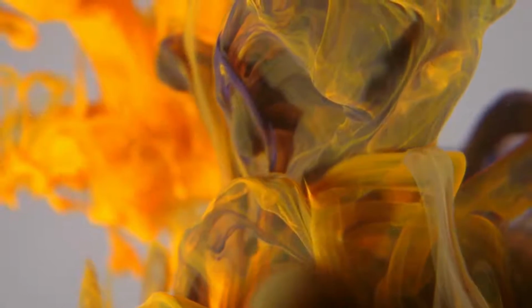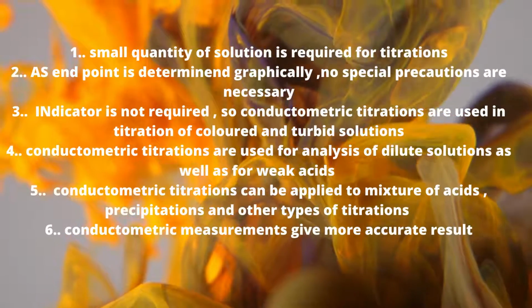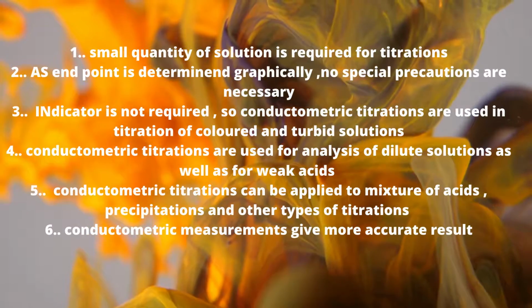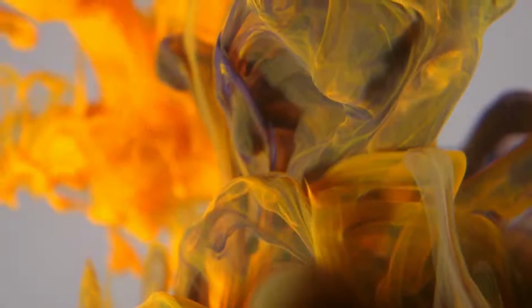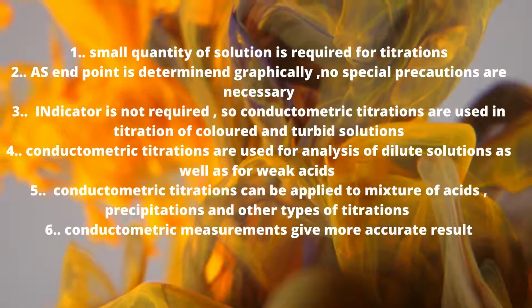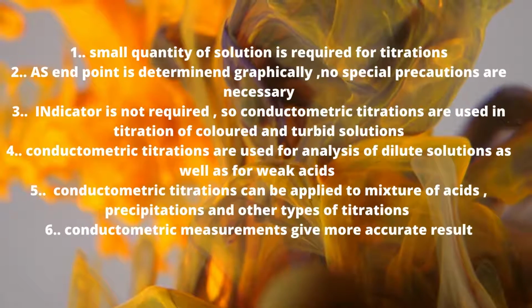And number 5, conductometric titration can be applied to mixtures of acids, precipitation and other types of titration. And number 6, conductometric measurement gives more accurate results.